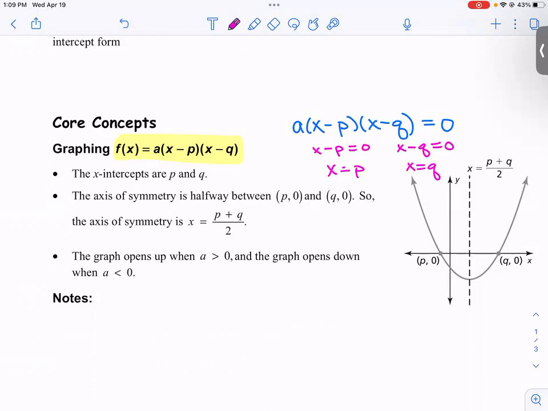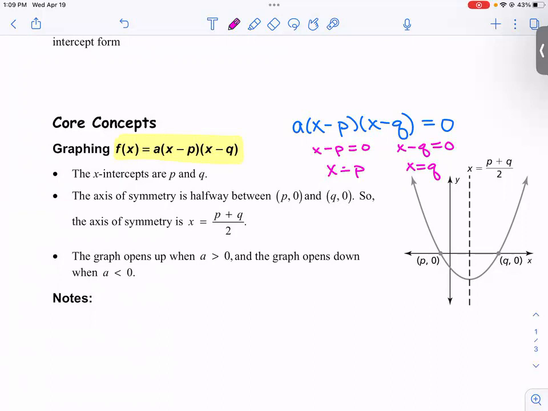If we have our quadratic already factored, we can set it equal to 0 and we have our x-intercepts. That's what those stand for. When we set our equation equal to 0, we have where it crosses the x-axis. That's really cool.